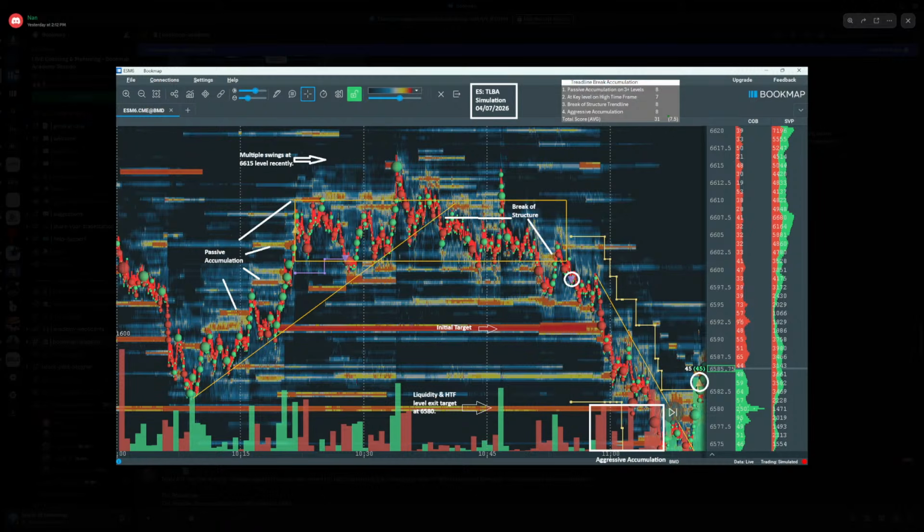I echo everything DNT is saying about the structure, the weak pull up. But I'd be looking for a little bit more volume to help me down to that initial target that's come in and the lower liquidity. Yeah, get all of that.